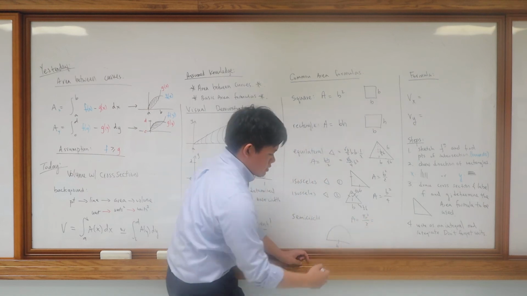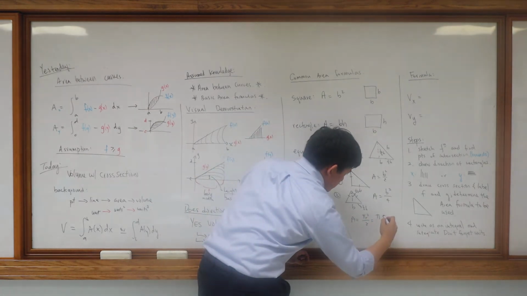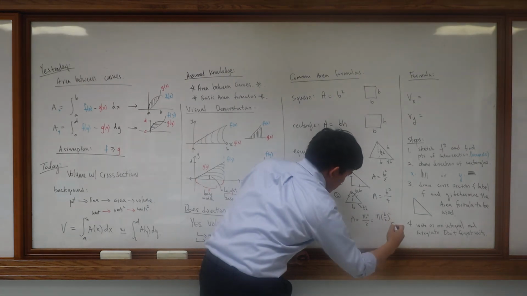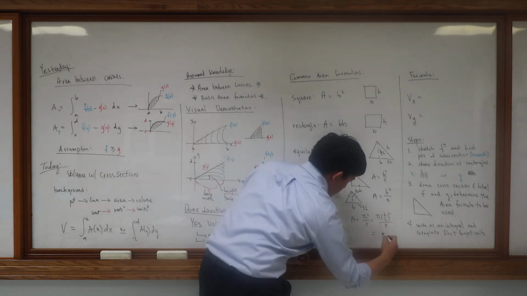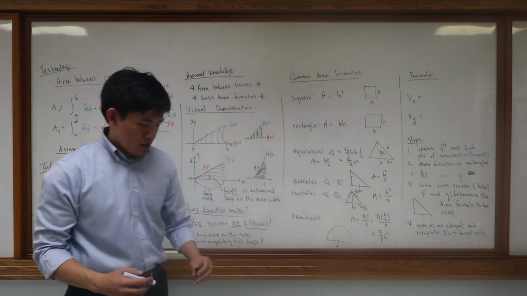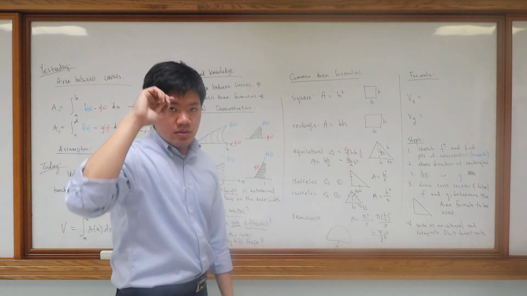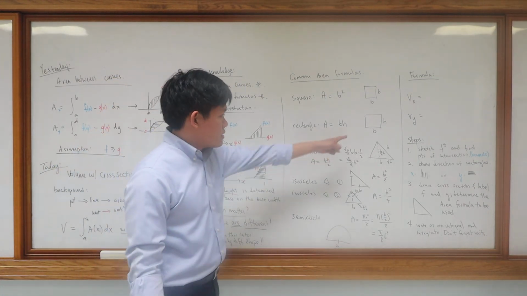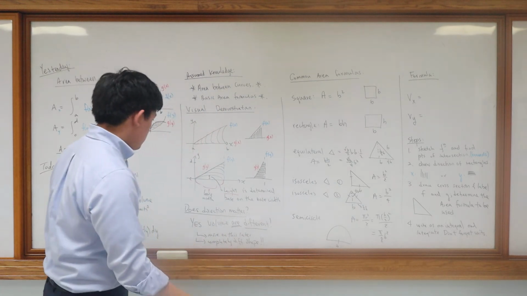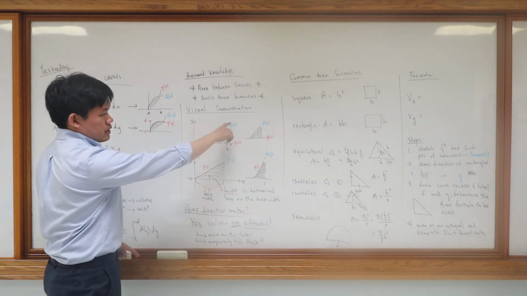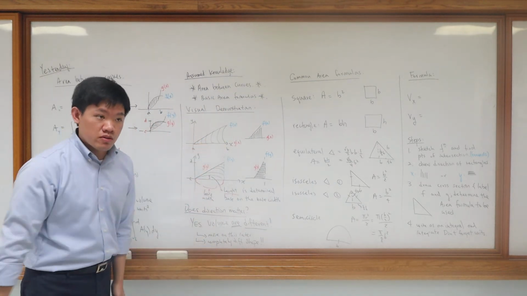In that case, my radius is going to be half of base. So pi times base divided by 2 squared divided by 2, which is equal to pi over 8 base squared. Okay. So in essence, you're just going to apply formulas, okay? And the base is determined based on the function that you choose. So the base is going to be the top function minus the bottom function, okay?